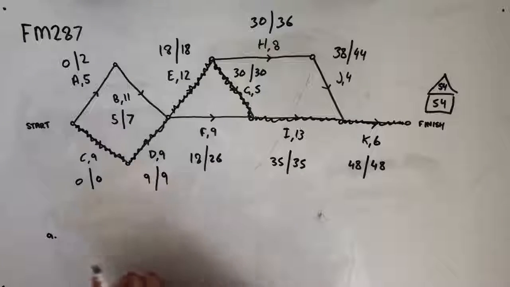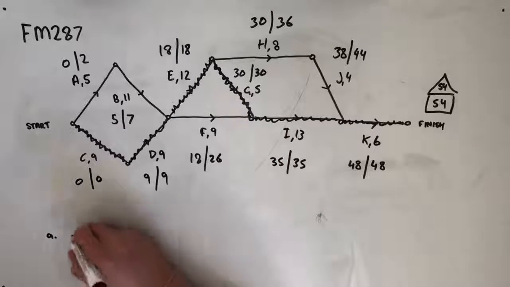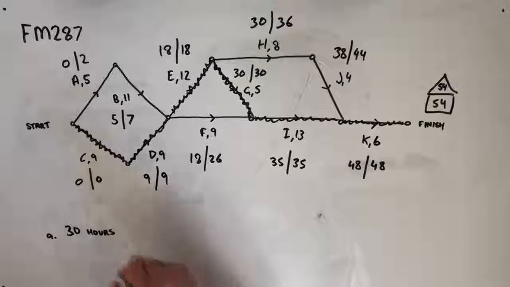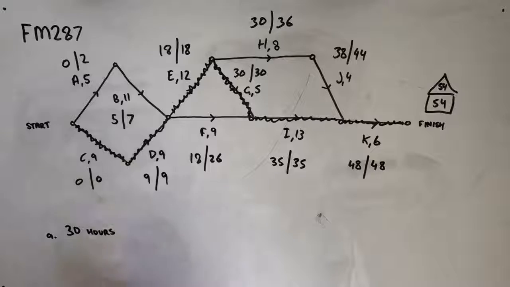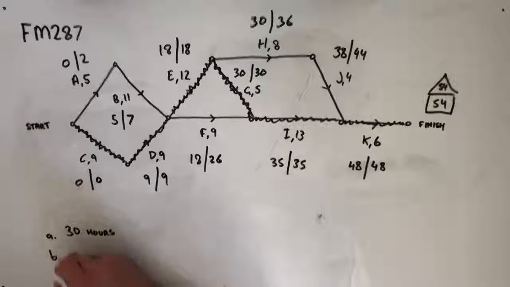Cool. So question A says, determine the earliest starting time of activity G. Looking at G here, our earliest starting time is 30 hours. Now it's important to include hours there because we haven't had a unit defined for us, so we must let them know what the unit is.